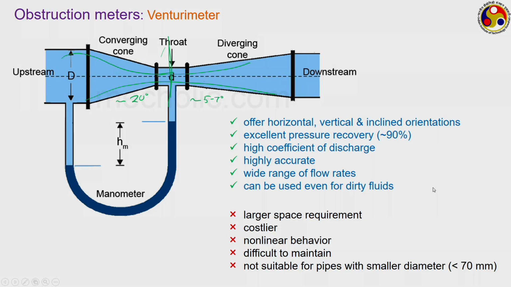and it is not suitable for pipes with smaller diameters, that is less than 70 to 75 mm, mostly because you need to have sufficient change in area from the upstream side to the throat, which may not be possible for smaller dimension channels. Still, compared to the orifice meter or flow nozzle, venturimeter is the best possible option among all the obstruction meters. No mathematical derivation is shown here, because I have already shown the derivation in the earlier slide.